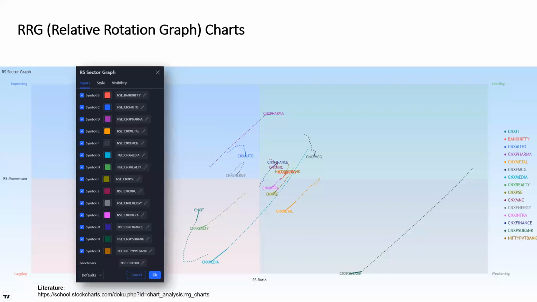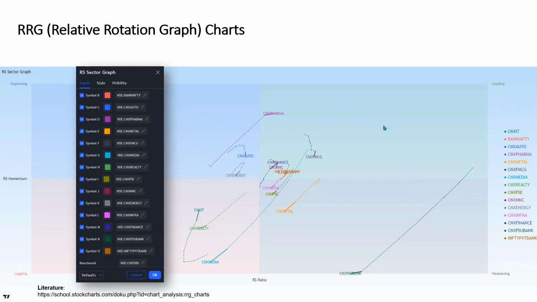We start off with the first one, which is RRG. RRG stands for Relative Rotation Graphs. I'll explain in detail. This is a 2D graph plot. On the x-axis you see RS momentum, and on the y-axis RS ratio. One second, let me hide annotations. Yeah, RS ratio. And then there are 4 segments, these 4 quadrants.